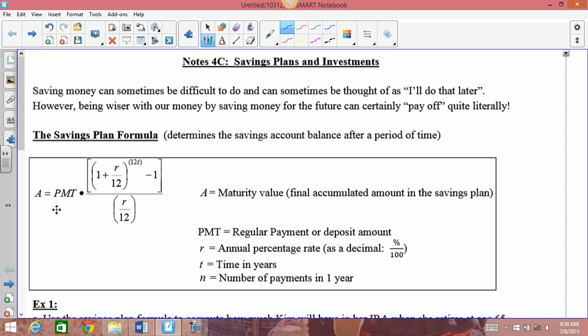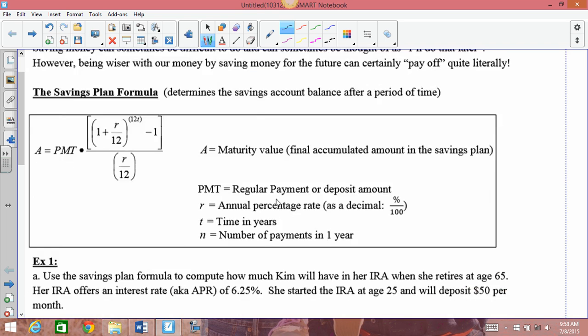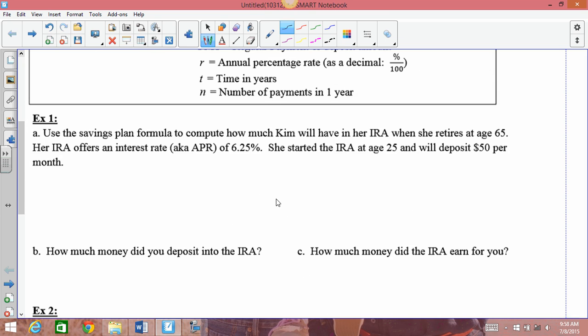All right. P just stands for the regular payment that you're going to make into your 401k, for example, or your IRA every month. And then A is your final amount that would be in that account at the end of a set period of time, after 5 years, 20 years, and so on. So let's look at example 1 together, and then I'll let you try example 2.